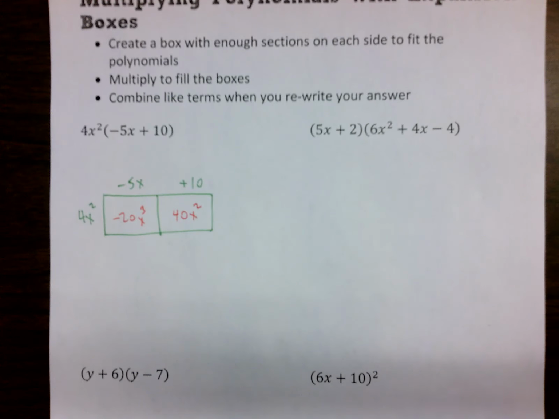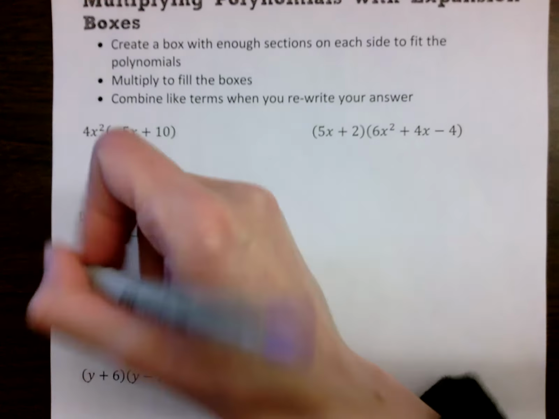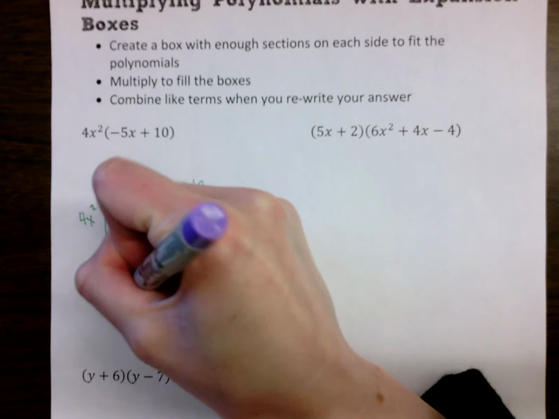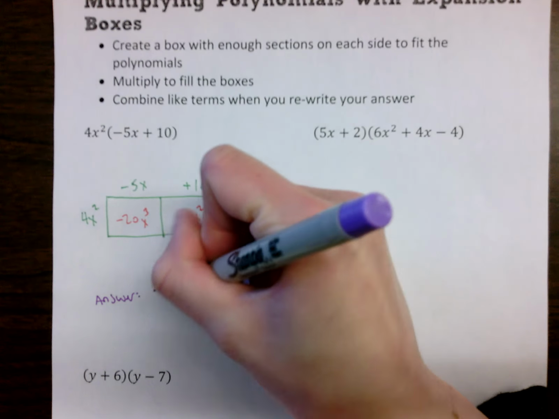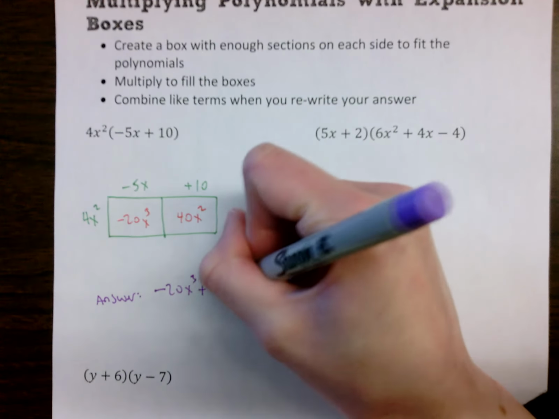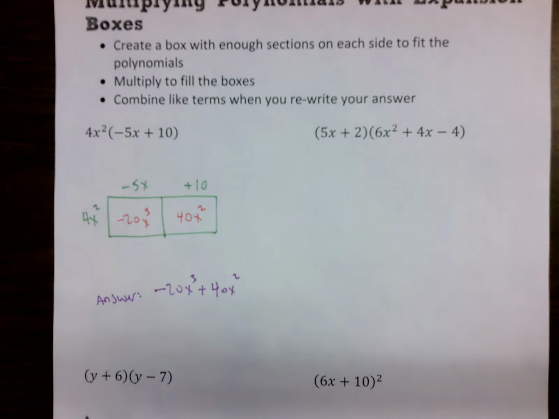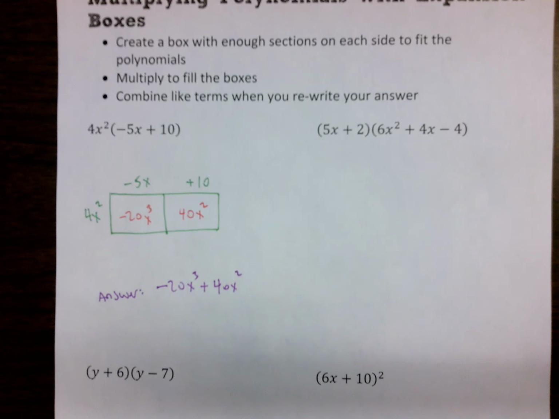All right, and then we are basically done. The next thing we're going to do is just combine any like terms that we have and rewrite our answer. And in this case, we don't have any like terms. These two are not like terms. So my answer is just going to be negative 20x cubed. And then since that's a positive, I'm going to write plus 40x squared. So you don't use this green stuff on the outside anymore. We already took care of that part when we multiplied. And that's it, we're done.